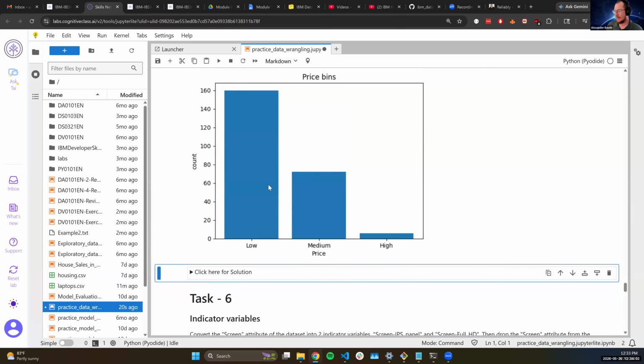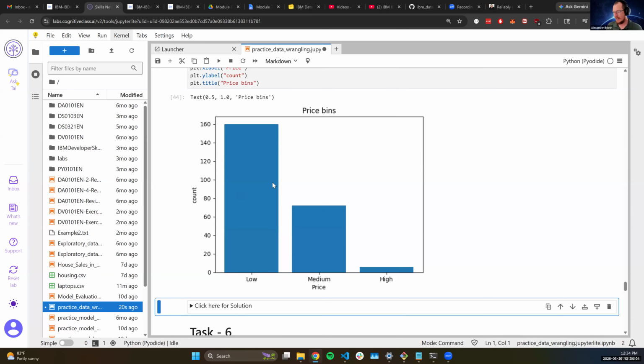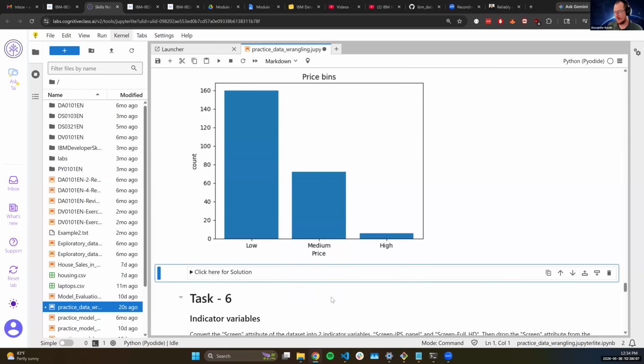And we can actually make a bar chart, and we can see that a majority of our laptops are low to medium. It's only those real outliers that are this high price here.